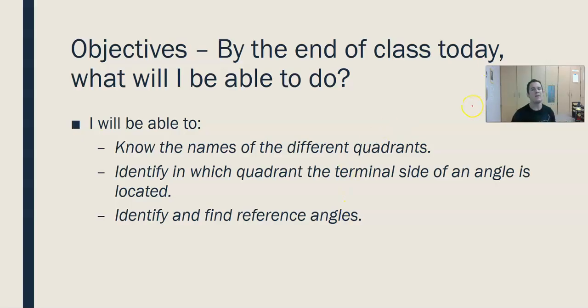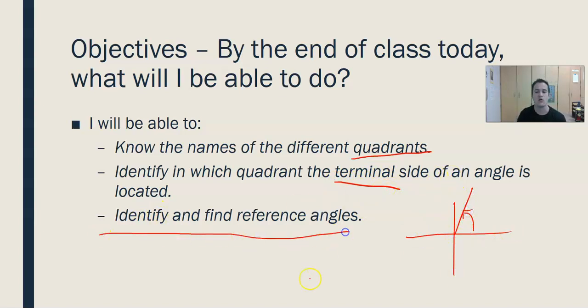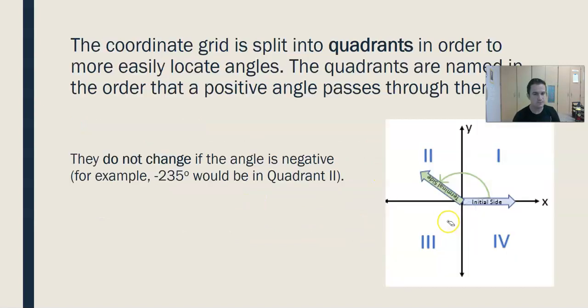By the end of this video, I hope that you will know the names of the different quadrants. This shouldn't be terribly new information, but I'll remind you. Identify in which quadrant the terminal side of an angle is located. Remember, terminal side is that side where the angle ends, right here. And identify and find reference angles. That's going to be the big thing that we talk about in this lesson that I want you to get.